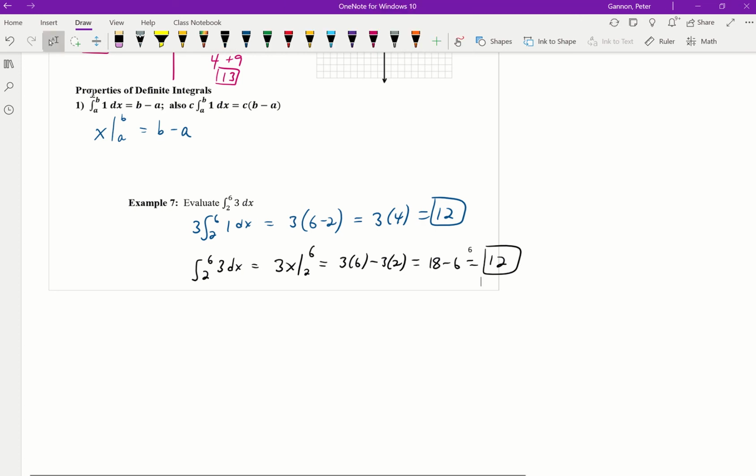All right? But when you do take the integral of 1, it's always going to be the upper limit minus the lower limit. If it's the integral of a constant other than 1, then you just take the constant and multiply by the difference of those limits. So that comes in handy sometimes. Let's take a look at the next property.